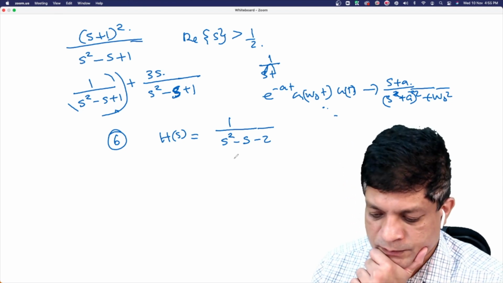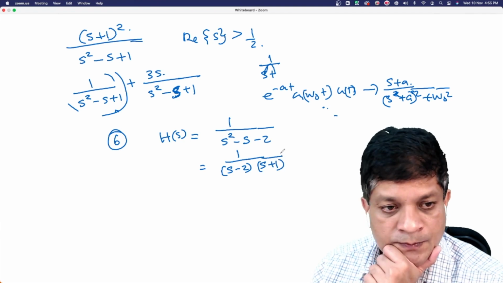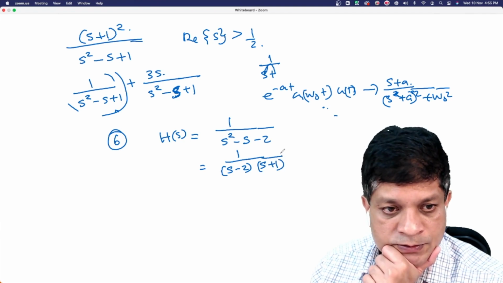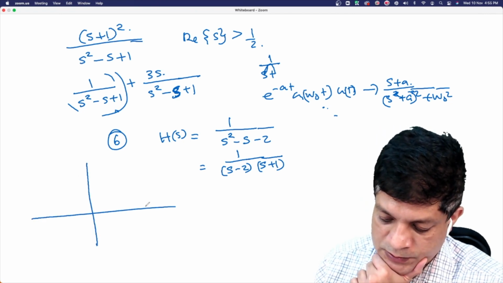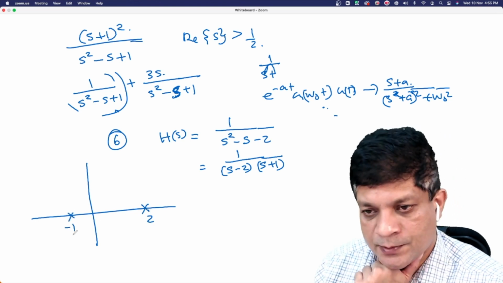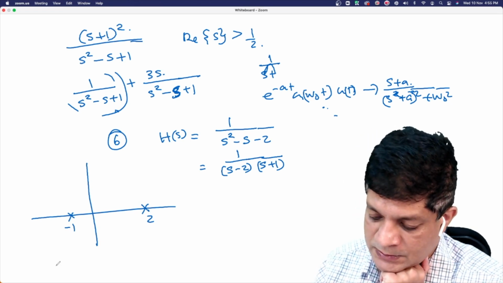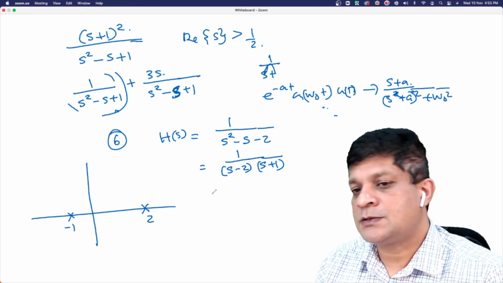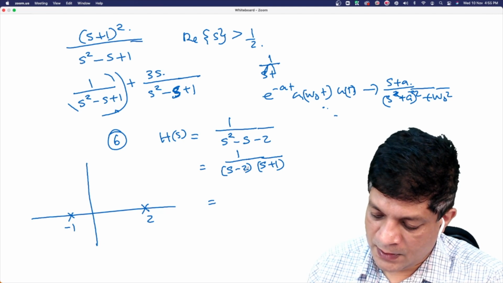Yes, sir. So we can write this as 1 by s minus 2 into s plus 1. The first part is sketch the pole zero pattern. So there are two poles, one at 2 and the other one at minus 1. That is the pole zero pattern. And you have to find the inverse Laplace transform, that is the impulse response of the system.